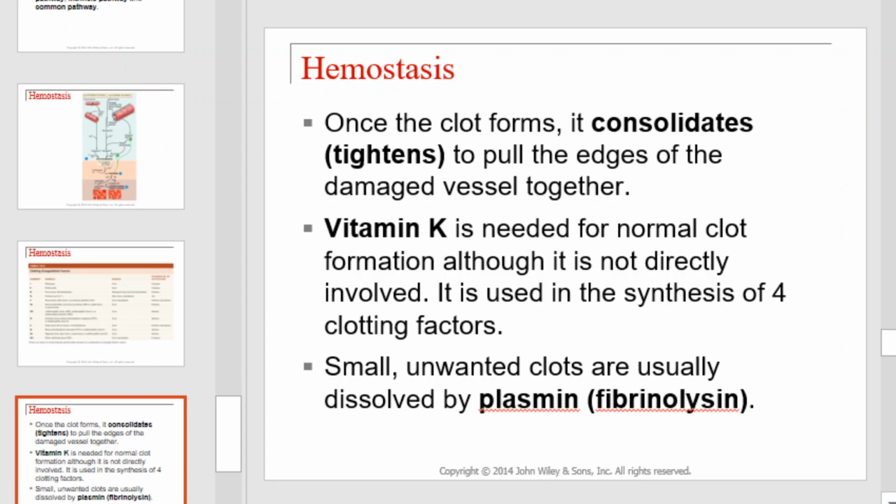Once the clot forms, it consolidates or tightens to pull the edges of the damaged vessel together. Vitamin K is needed for normal clot formation, although it is not directly involved. It is used in the synthesis of 4 clotting factors. Small, unwanted clots are usually dissolved by plasmin.